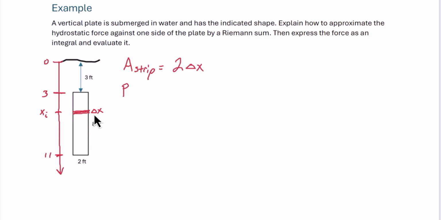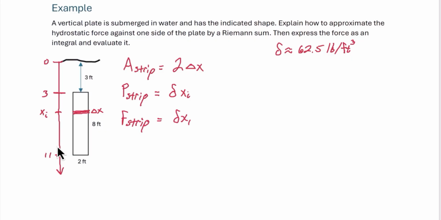Then the pressure on that strip will be delta x sub i, where delta is the weight density of water, roughly 62.5 pounds per cubic foot, and x sub i is the depth. Keep in mind pressure increases as depth increases, so that's going to change as we go further down. The force on the strip now is then delta x sub i times the area of the strip, 2 delta x. Keep in mind that is the force on just that strip.